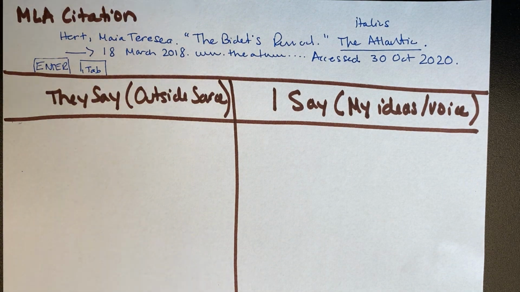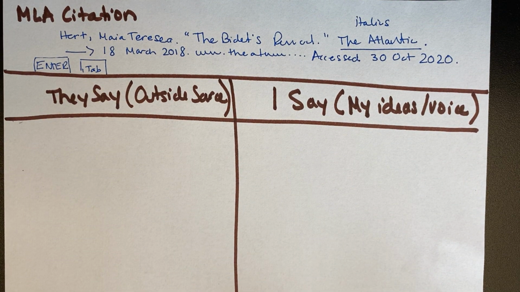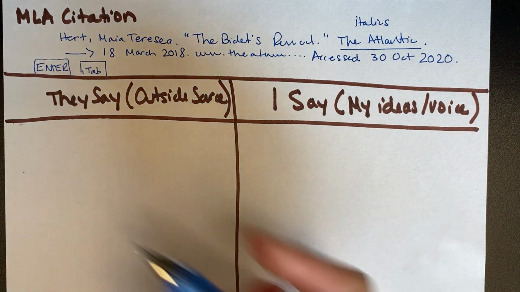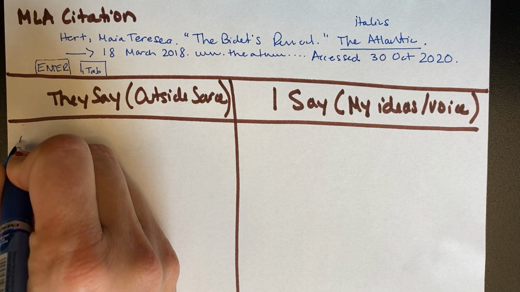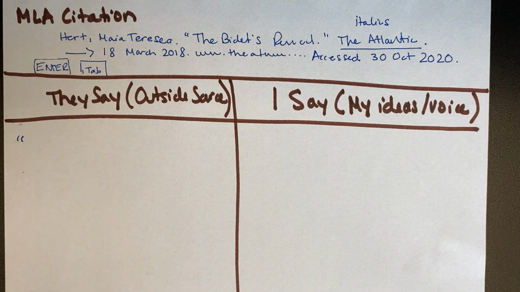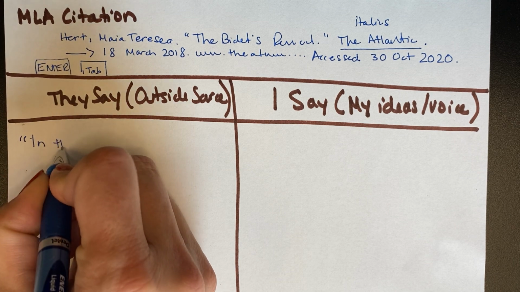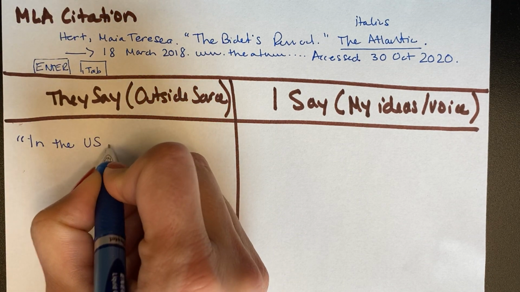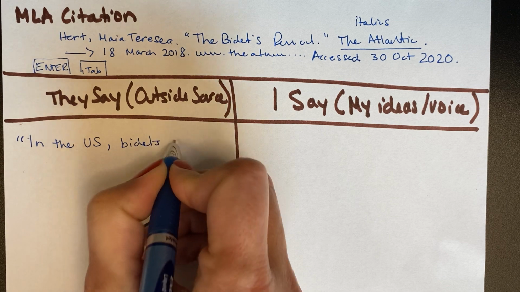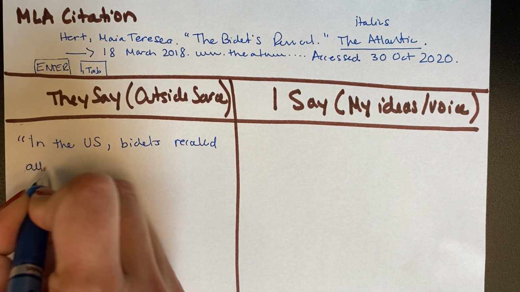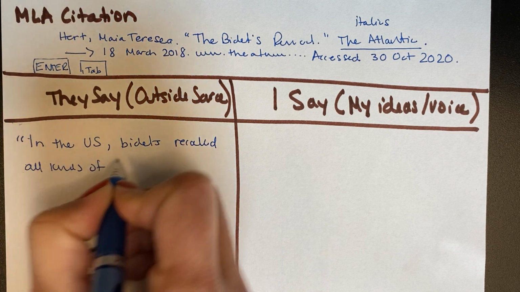But after you've done that, you've probably noticed portions of the text that you think are really important. They connect to your idea, they connect to your thesis, and you say, I have a lot to say about this. So I pulled a section that I thought was kind of the thesis of the article that we read, on the end of page 2. She says, in the US, bidets recalled all kinds of feminine failing.